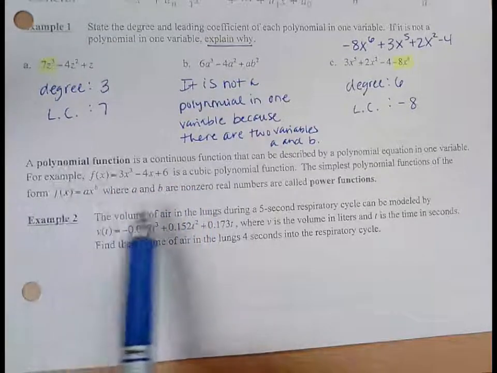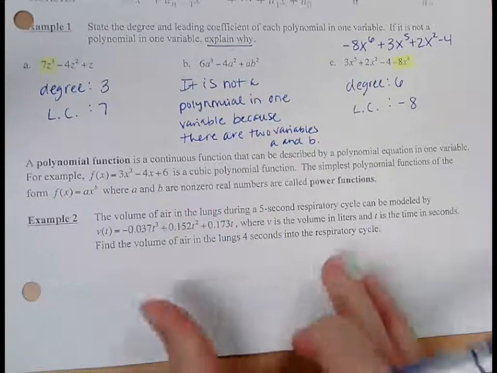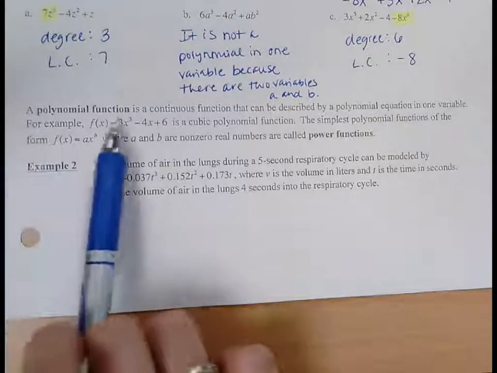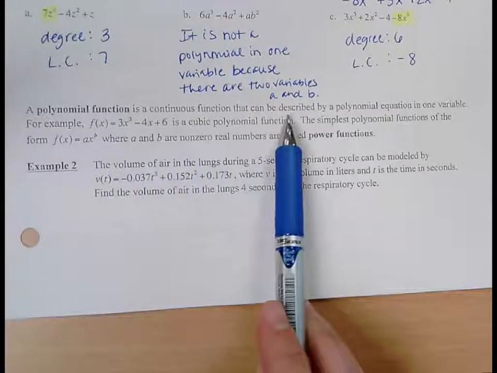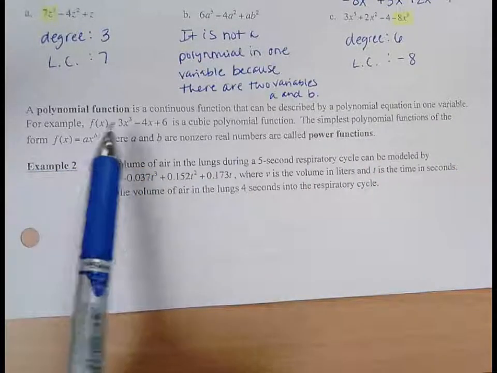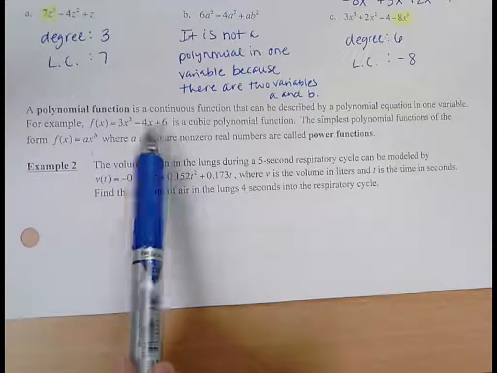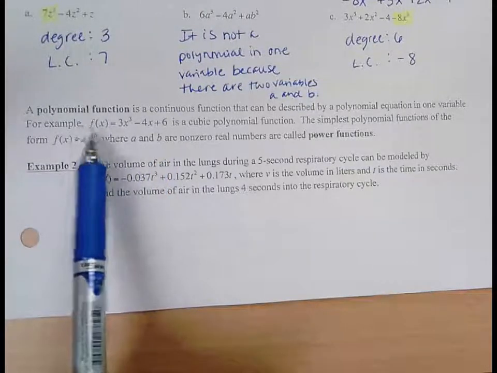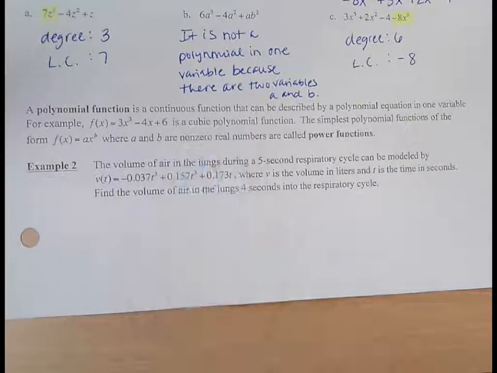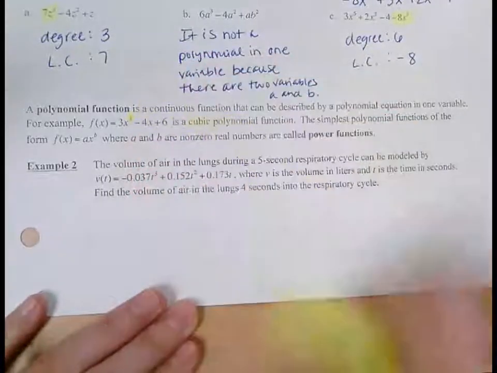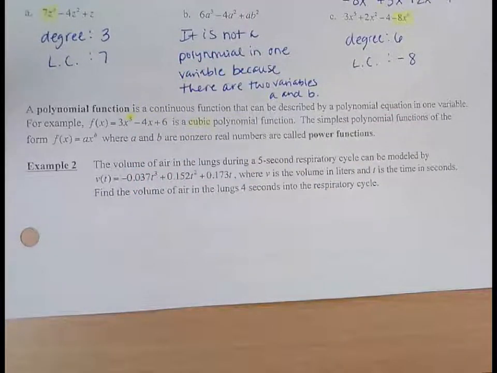But this short paragraph before example 2 just explains more detail on polynomial functions before we had polynomial expressions. So a polynomial function is a continuous function that can be described by a polynomial equation in one variable. So it gives an example. So notice you have the polynomial expression, but it's f of x equals that expression. F of x is just y, function notation. They're calling this a cubic polynomial function because the degree, the highest exponent, is 3.